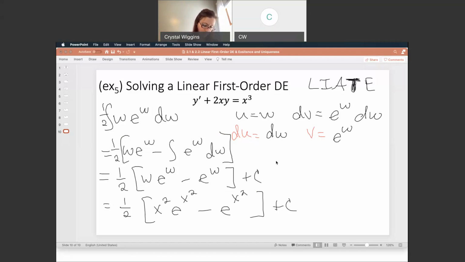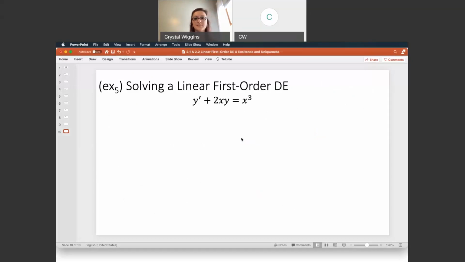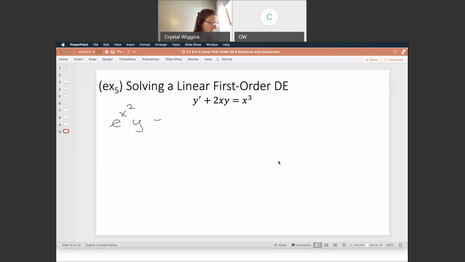So altogether we have, you know what, new slide because I'm running out of room here. So putting it all together, we have the left side of the equal sign was e to the x squared y. And now the right side of the equal sign, if I distribute that 1/2, just so that I don't have any brackets, I have 1/2 x squared e to the x squared minus 1/2 e to the x squared plus c. Solve for y by dividing by e to the x squared on all terms.